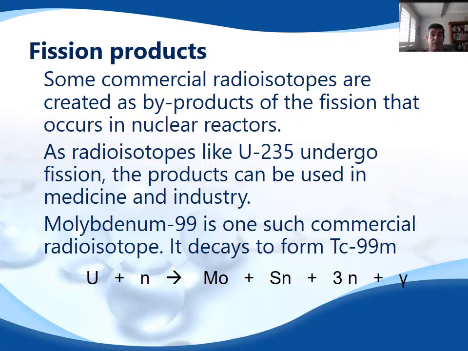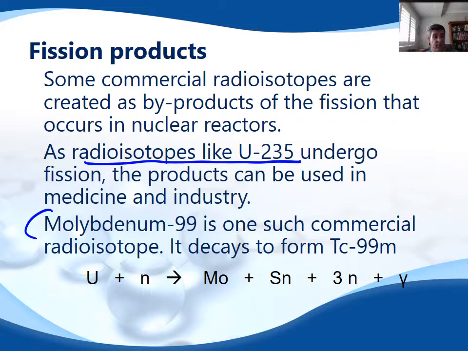The alternative to neutron capture is fission production. So this is taking a large radioisotope like uranium-235 and splitting it up into two smaller nuclei. This is an important process for the production of some very important commercial radioisotopes that occur in the medical and industrial fields. One important one made this way is molybdenum-99.